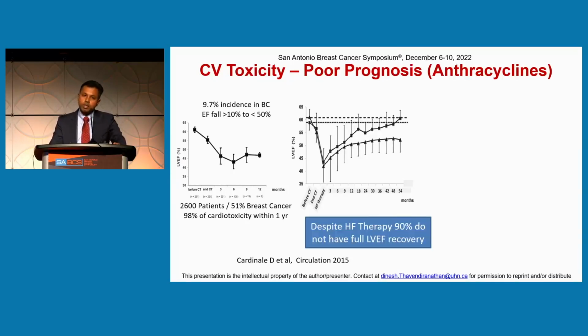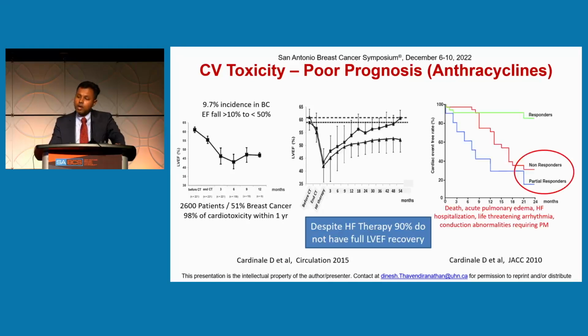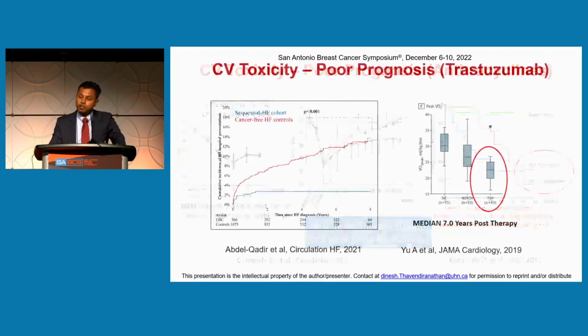But despite doing this, when we use an EF-based strategy to follow patients, about 90% of patients will not have complete recovery of heart function. And this seems to matter. In patients who don't have complete recovery of ventricular function, these patients then go on to develop major adverse cardiovascular events, which includes cardiac death, admission for heart failure, as well as sometimes even a need for pacemaker.